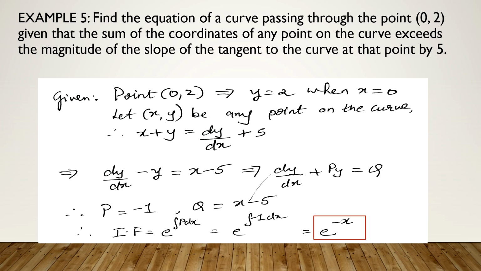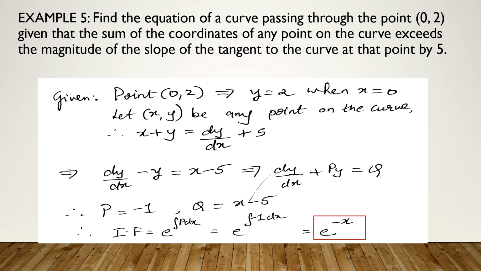Next example, you know that you can also find a particular solution of a differential equation by finding the value of constant c. So in the next example, you need to find the equation of a curve which passes through the point (0, 2). Means the boundary conditions are given, which is y is 2 when x is 0.